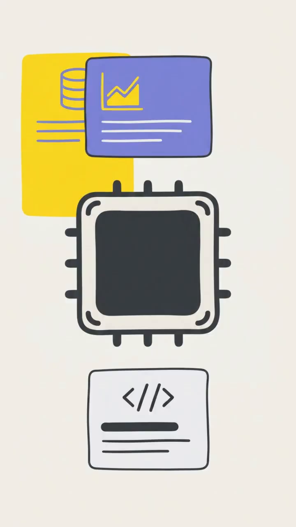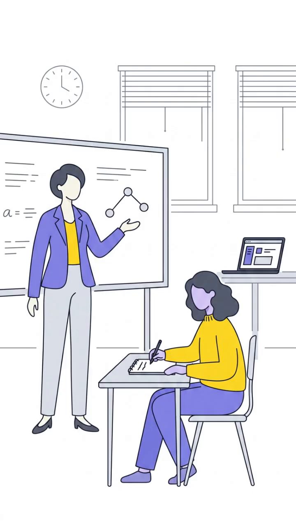Artificial intelligence works with all three types of data. Understanding these data types is the first step towards learning machine learning and AI.